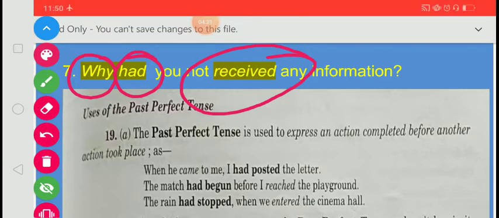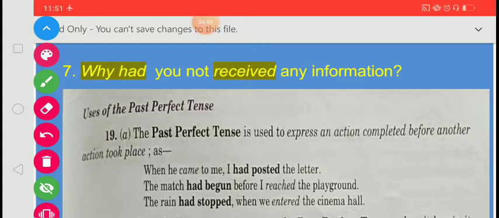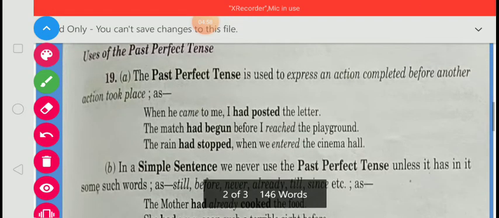Okay students, so we have talked about the structure of sentences in past perfect tense, which is almost the same as present perfect tense. The only difference is in the helping verb. So now let us discuss the uses of past perfect tense.